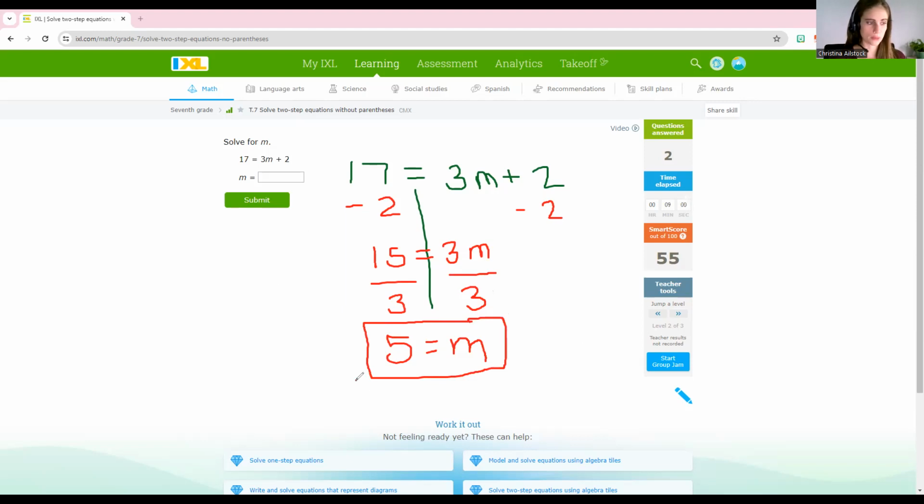Or you could flip that around, which is what they have up top here, and just make it m equals 5, because it's equals. Either way that you write it is equivalent. They both have that same value.